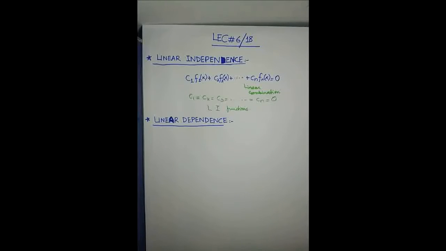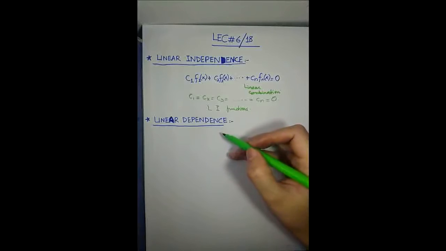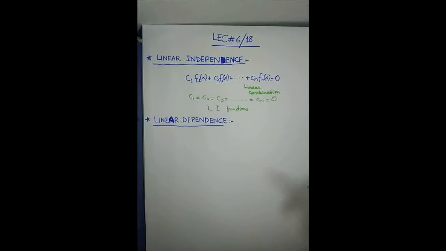So that is a linearly independent function. And if any one of these C's is not 0 and the rest of the C's are 0, like if C5 is a non-zero number and all the remaining C's are 0, then it is not linearly independent, it is linearly dependent. If it is not linearly independent, then it is linearly dependent.